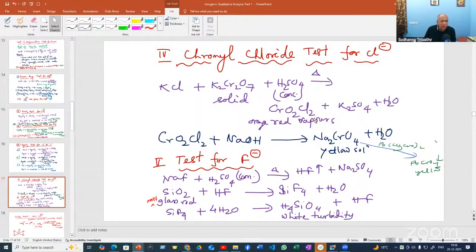Can anybody remind me in organic chemistry where this chromyl chloride is used? Yes, Rudra? Or anybody watching from YouTube? Write down in the chat box. Chromyl chloride is used in which organic reaction? Yes, Rudra?